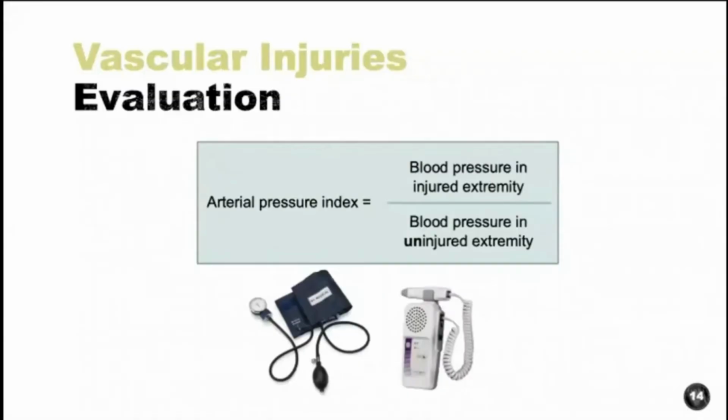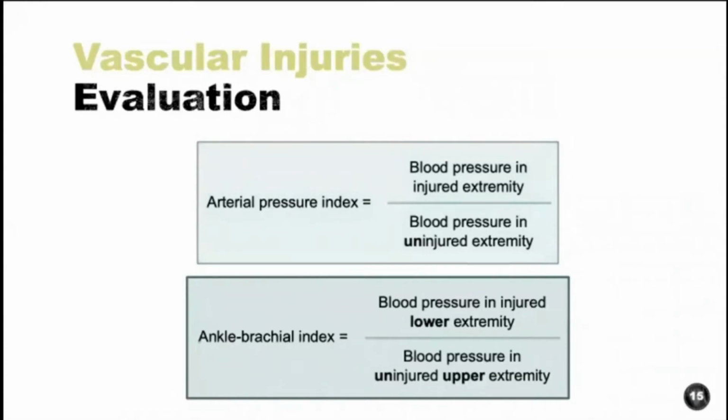side. So you'll often hear it called an ABI, or the ankle brachial index, which is a systolic pressure in an injured lower extremity compared to the systolic blood pressure in an uninjured upper extremity. So again, you're comparing the injured extremity to the uninjured extremity, and ABI just implies that you're comparing lower versus upper as well.